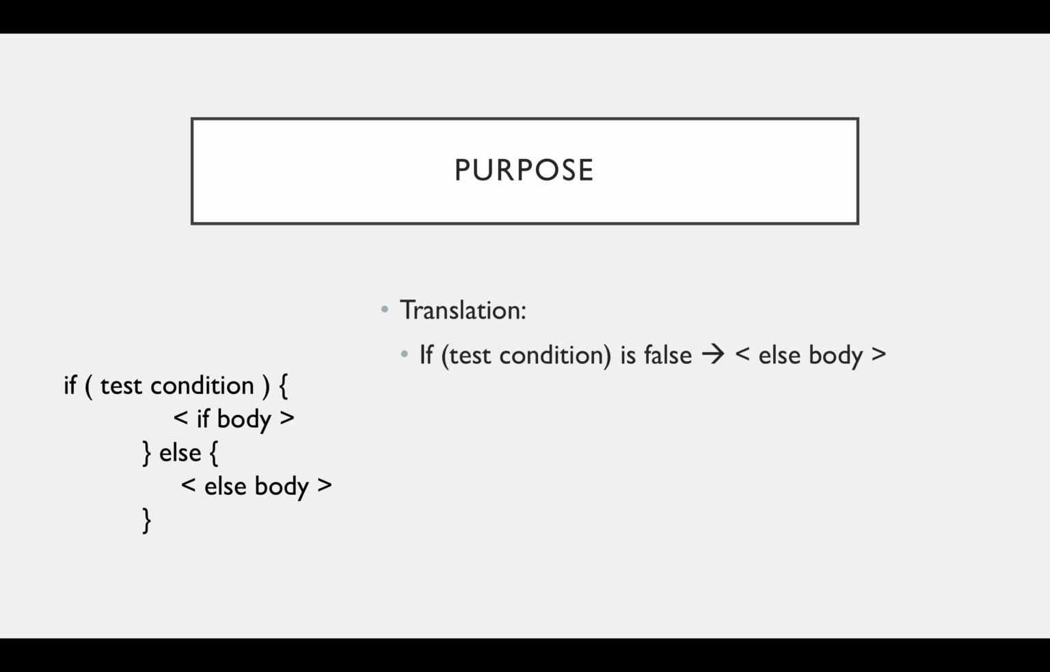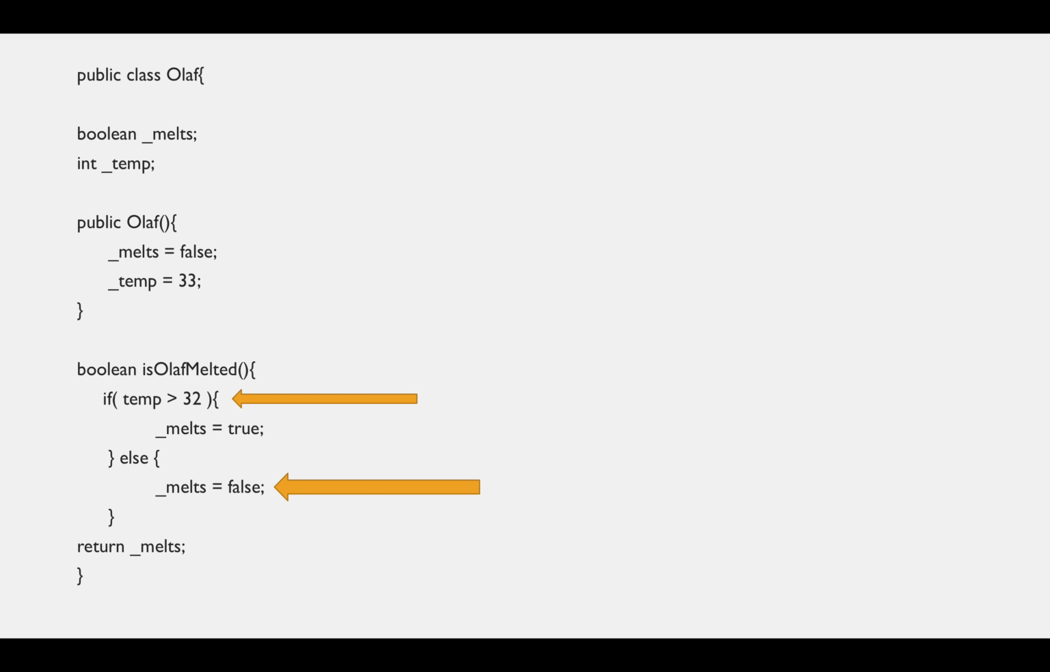So that's the main purpose of if-else statements. If the test condition is false, then it'll execute the else body. So here we can look at our same method, isOlafMelted, but now it has an if and an else statement. The if condition is still if temperature is greater than 32, then melts is equal to true, and if it's not, then melts is equal to false, and you return the value of melts at the very end.